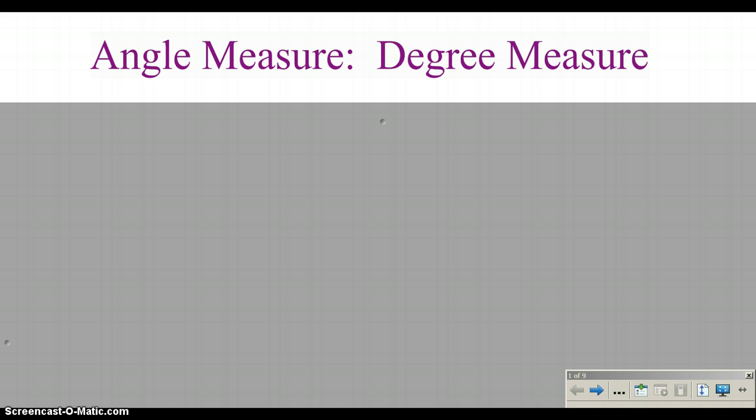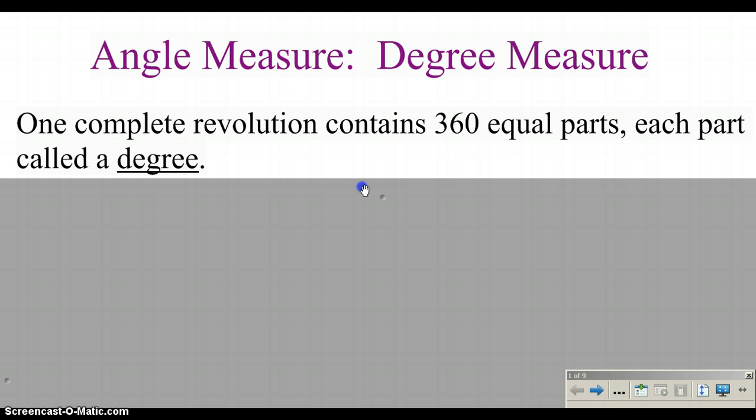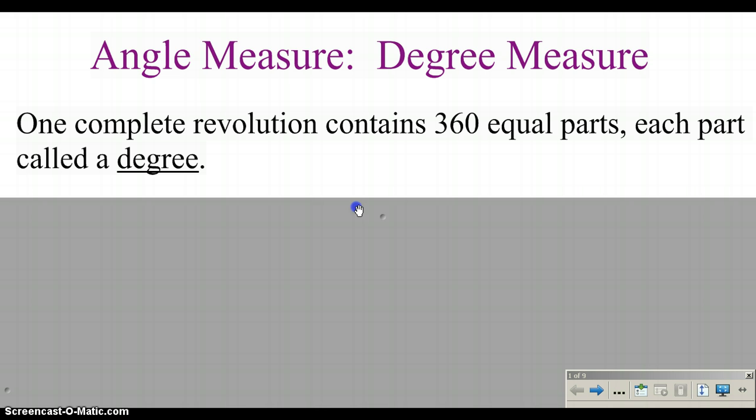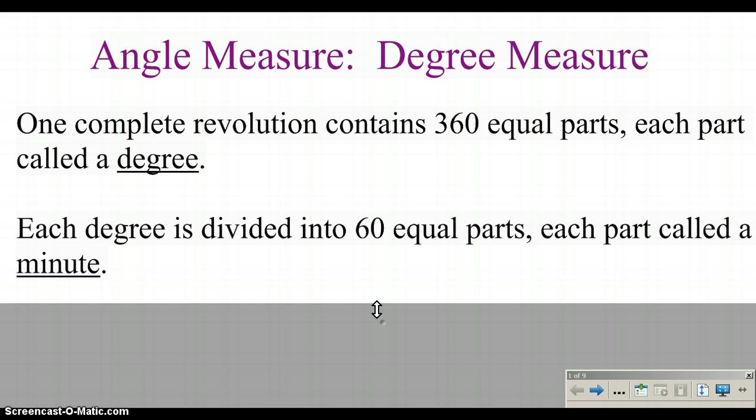So there is a thing called degrees and minutes and seconds, which allow pilots to be very specific on where they're going. So let's talk about this. One complete revolution contains 360 equal parts. Each part is called a degree. So it comes from a circle. It's 360 degrees. Each degree is divided into 60 equal parts, and each part is called a minute.